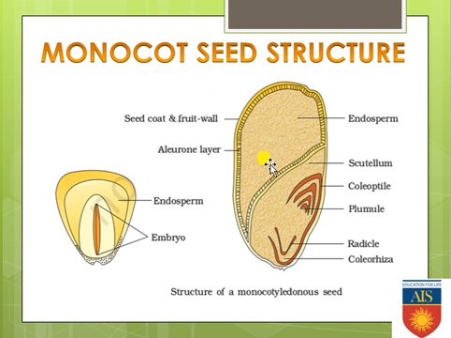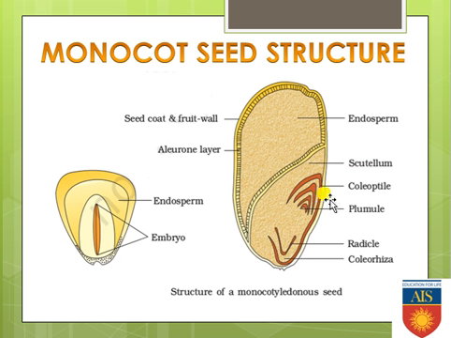Next, this is the larger portion, the endospermic portion, and the endosperm storage in a monocot seed is very high. That's why this endosperm portion is so much bigger. Next, this specific shield-like structure or covering, which is actually the cotyledon, is called the scutellum. Next, you can see the presence of the plumule, which gives birth to the shoot, and the radicle, which gives birth to the root.